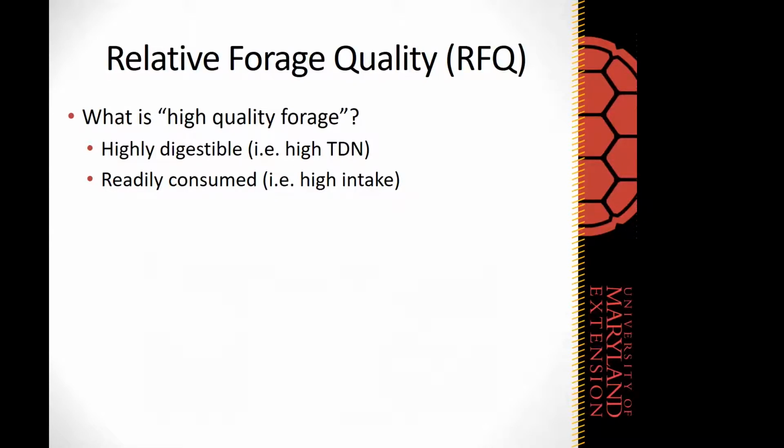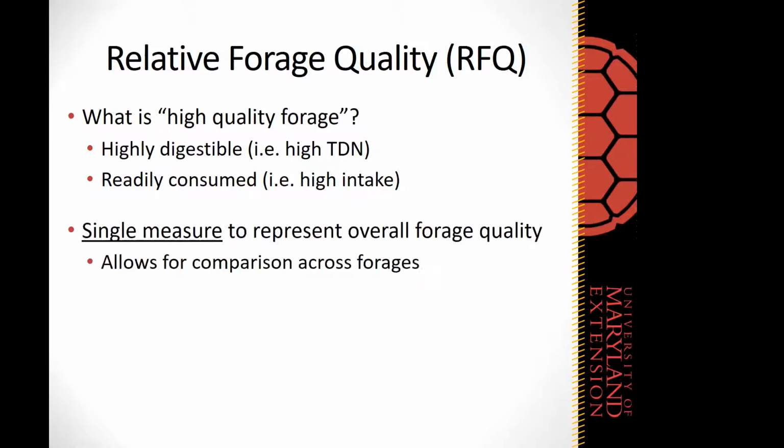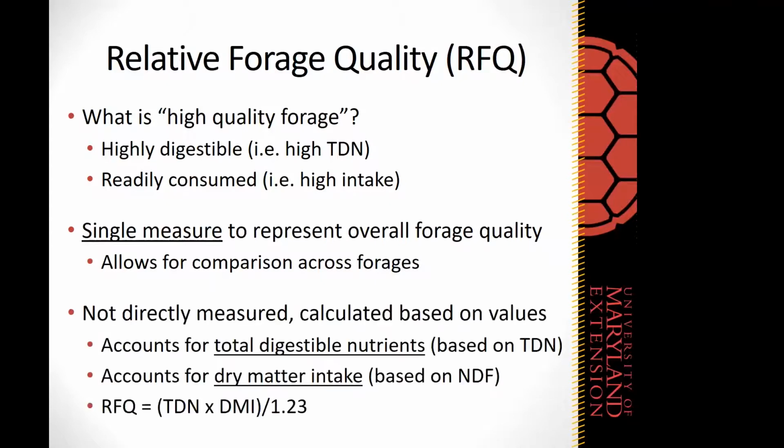So we want a lot of energy, we want high digestibility, but we also need something that's readily consumed. So it has high intake, not too high of fiber. We're going to slow down the intake of our animals. And relative forage quality tries to account for both of these factors. So it's a single measure that represents our overall forage quality. And really its best use is allowing us to compare across different forages with one number rather than having to look at protein and energy and digestibility and all those other things, giving us a single number that we can use to make quick comparisons.